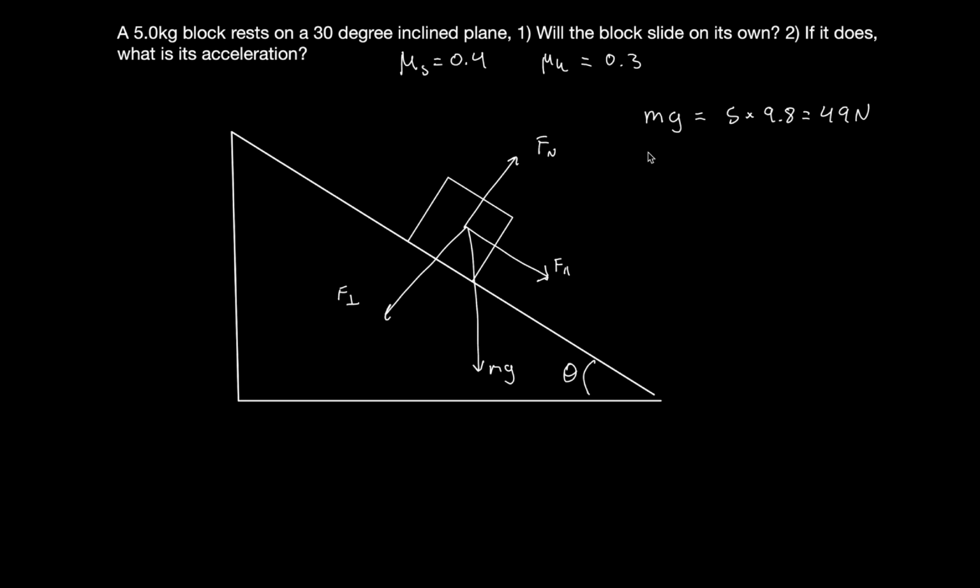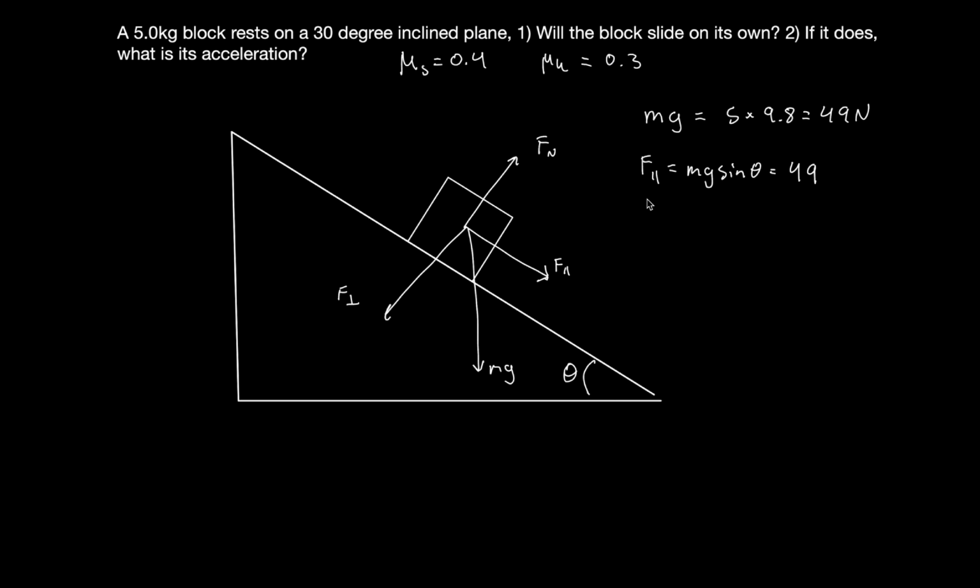Now our parallel force is the force that matters because we're wanting to know if the block slides on its own. So this is the force that would be responsible if that block would slide on its own. So this would be mg sine theta. Now we know that we have 49 as our mg and sine of 30.